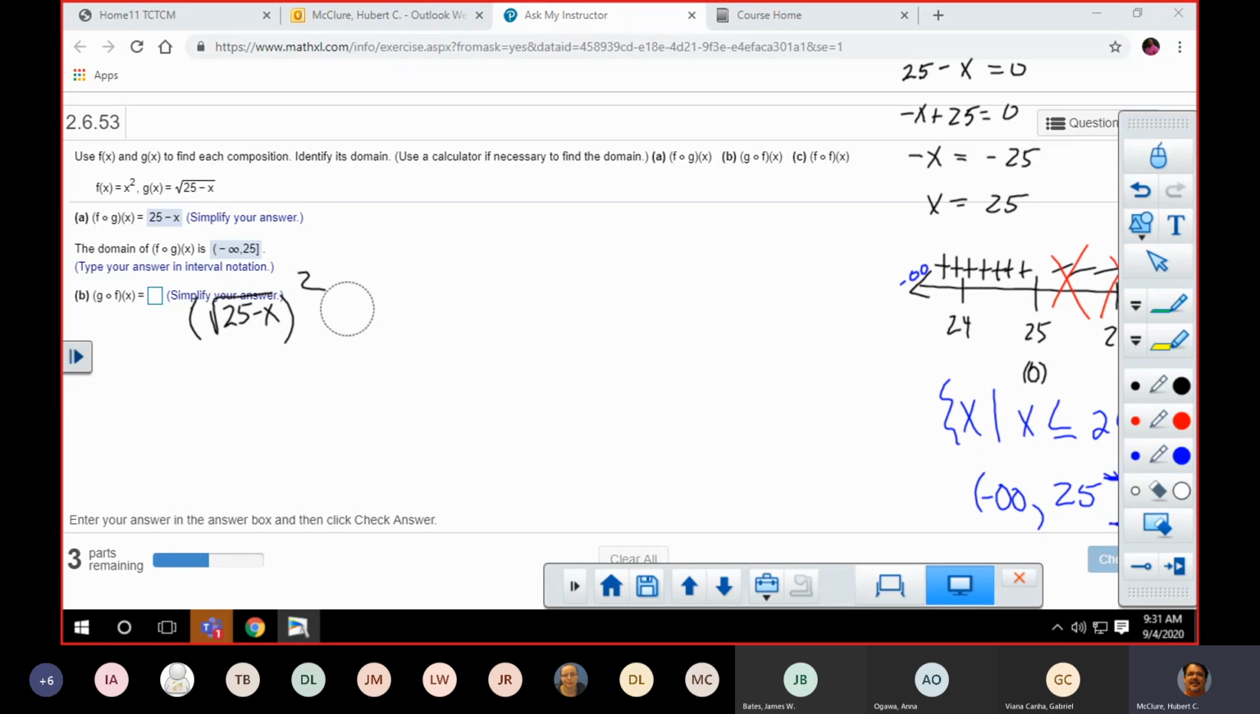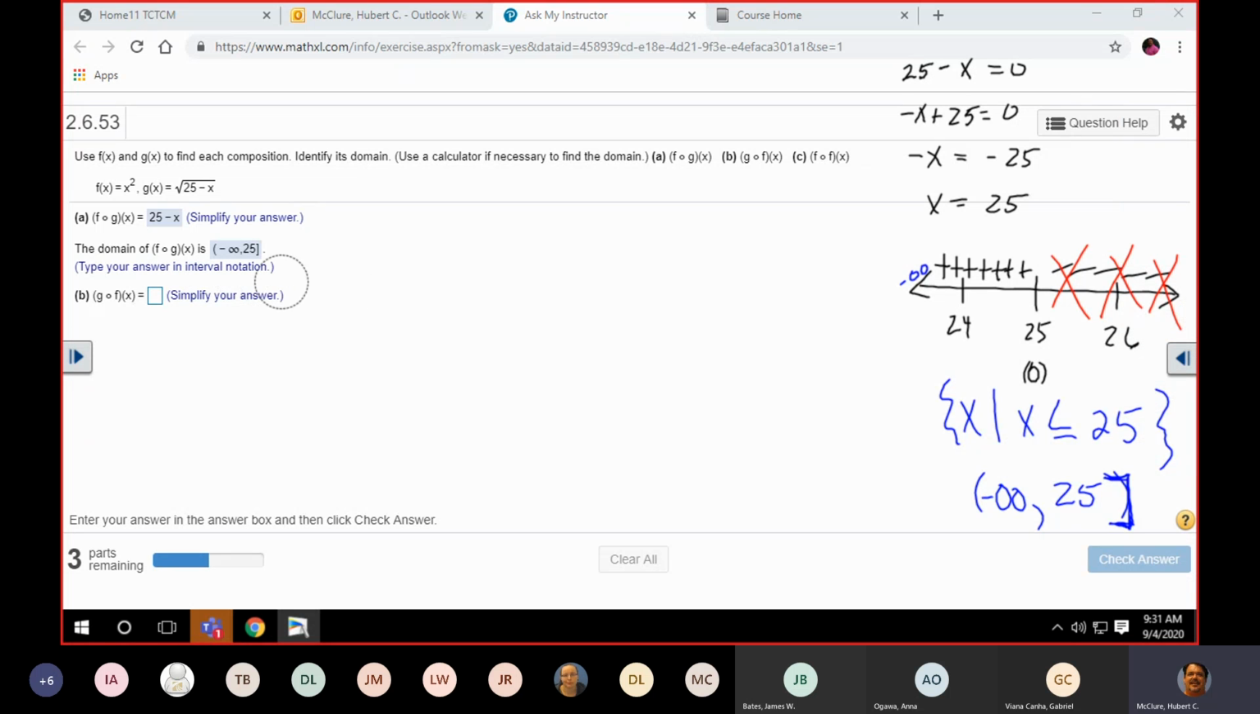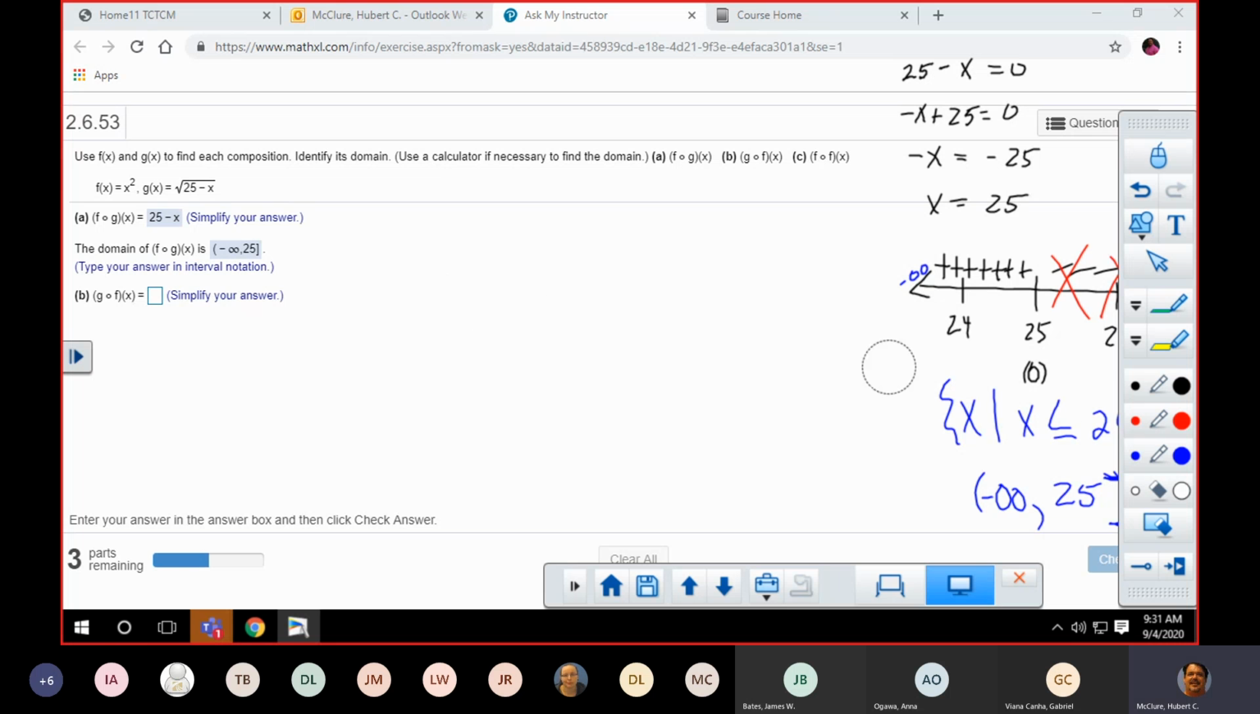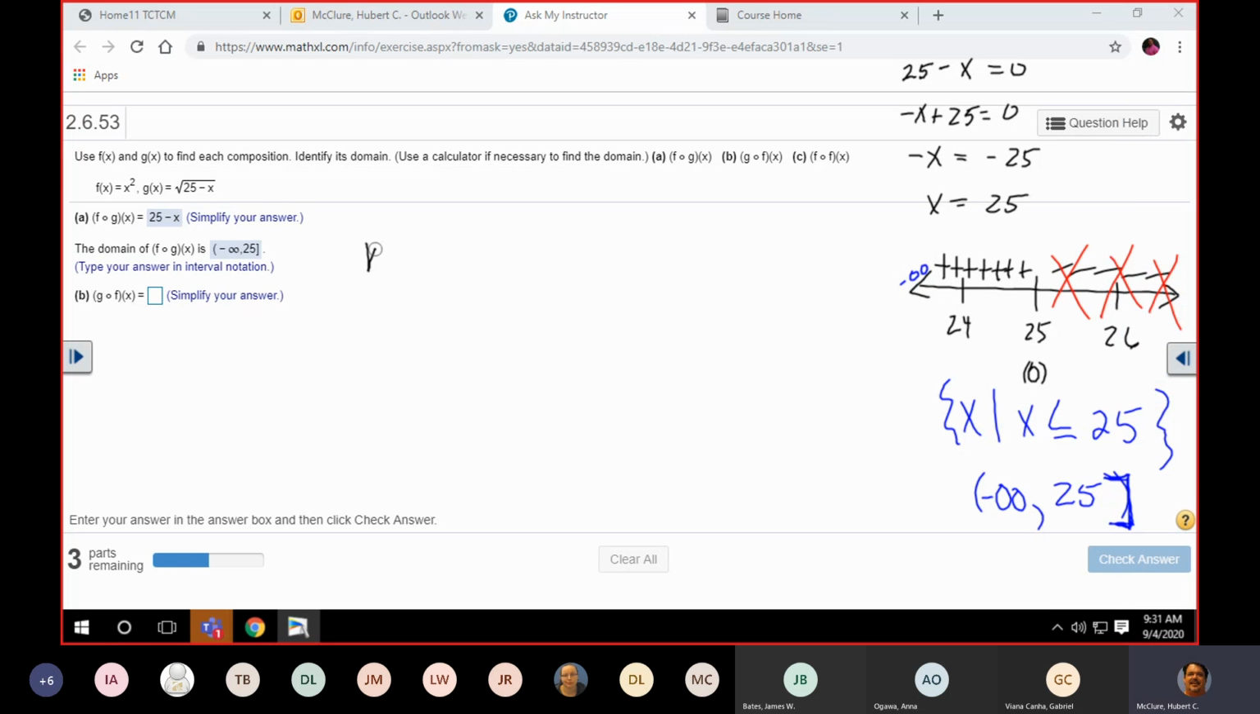All right, now I want you to do G composed of F. So I'm going to rewrite G with a big set of parentheses. That means the square root of 25 minus parentheses, and then of course x squared goes in there.